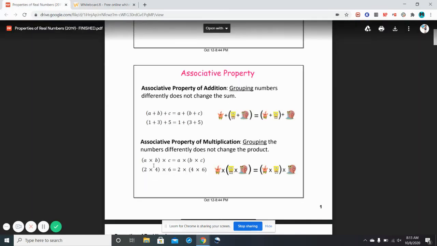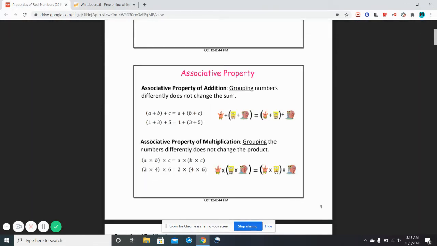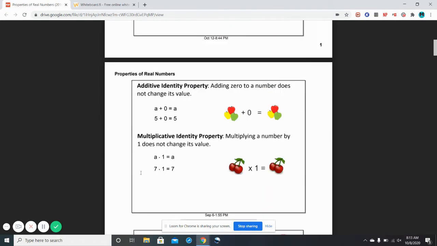And that's the same for multiplication. 2 times 4 in this problem is 8, times 6 is 48. 4 times 6 is 24, times 2 is 48.